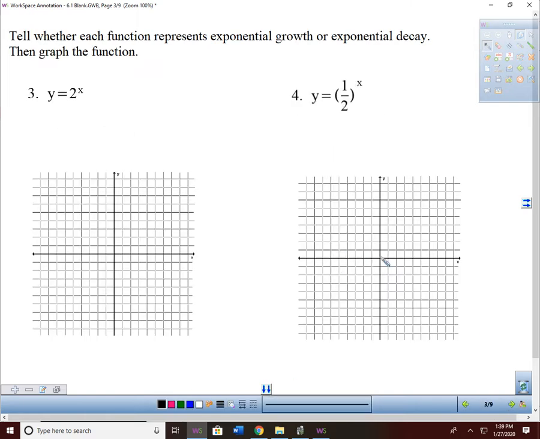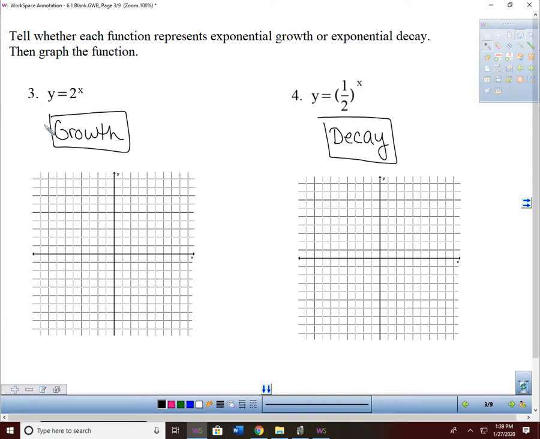So let's look at some examples where we're going to graph them. I'm actually only going to graph number 3 because we've graphed quite a few things, so we'll leave it at that. So I'm going to look at this and tell if it's growth or decay. So I look at the base. The base of my exponent is 2. That is bigger than 1, so this is a growth. If you look at number 4, the base of the exponent is 1/2, so that means that this is a decay because 1/2 is in between 0 and 1.